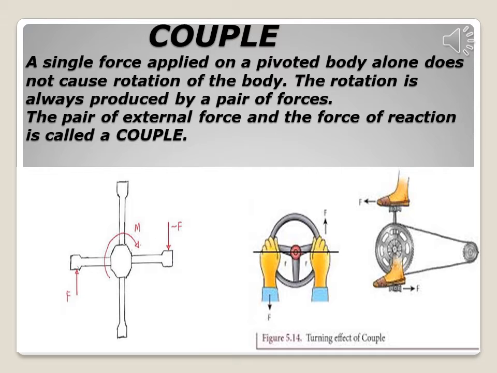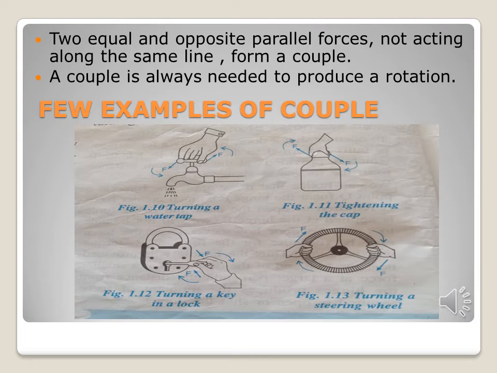applied force. The moment of the force of reaction about the pivot is 0 because its distance from the axis of rotation is 0. So, the force of reaction at the fixed point is being shown here in the example diagrams. The pair of external force and the force of reaction is called couple. A few examples of couple have been shown in this slide.